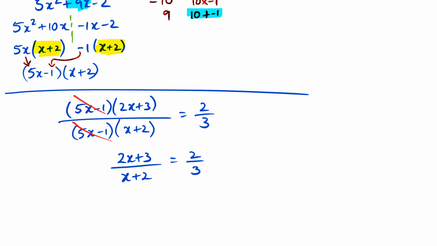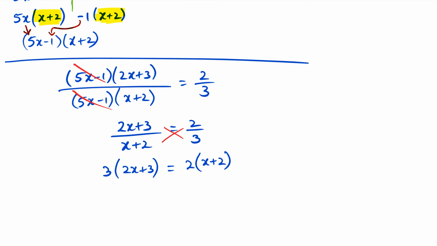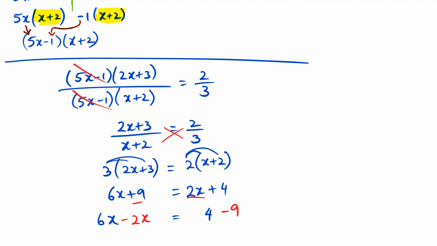Because I have a fraction equal to a fraction, I can cross multiply, and I end up with 3 multiplied by 2x plus 3 equals 2 multiplied by x plus 2. Expanding the brackets, I've got 3 times 2x, which is 6x, 3 times 3, which is 9, equals 2 times x, which is 2x, and 2 times 2, which is 4. Bringing my x's to one side and the numbers to the other side, 2x becomes minus 2x, positive 9 becomes minus 9, and we've still got that 4 there.